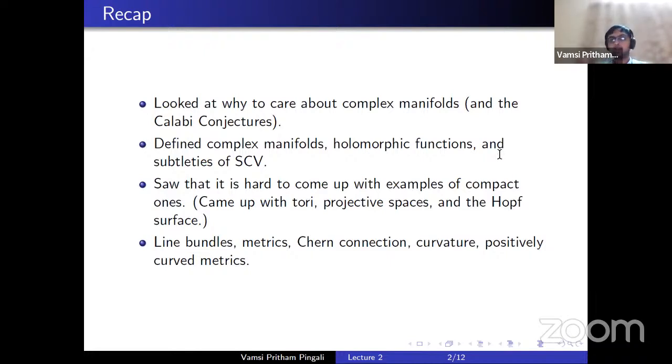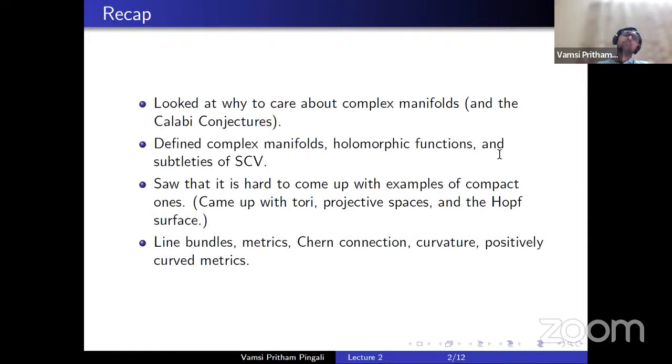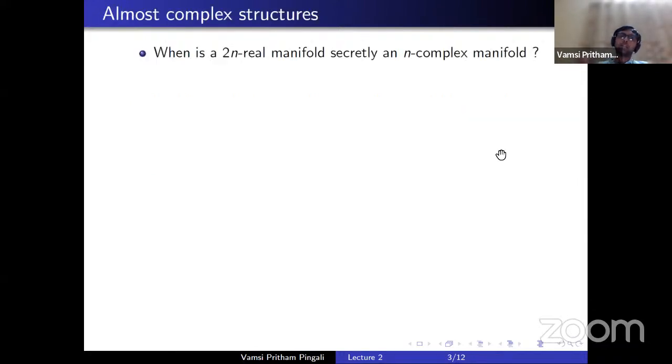Yeah, okay. So we looked at line bundles. In particular, we looked at the O1 line bundle over projective space, and we looked at Hermitian metrics, that is smoothly varying inner products, the Chern connection, curvature, and what it means for curvature to be positive. So that's what we did last time. So let's continue. Here's a question.